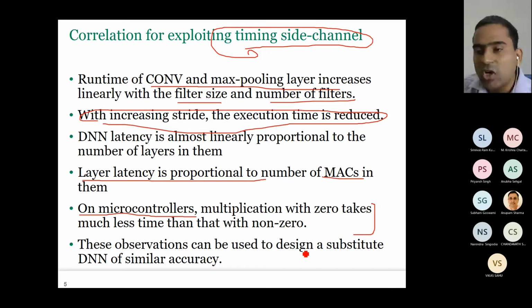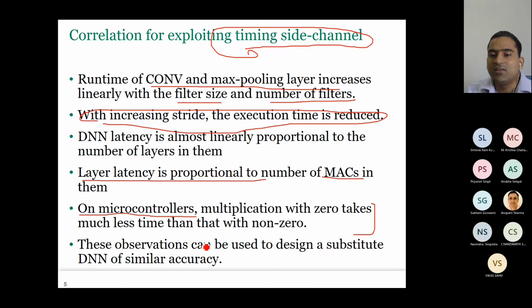On CPU or GPU it may also be applied, but because CPUs and GPUs are much, much bigger processing units with so many computations going on, you can't pinpoint one operation. But microcontrollers are very, very small devices. So there you can easily find out the execution latency for a single operation.